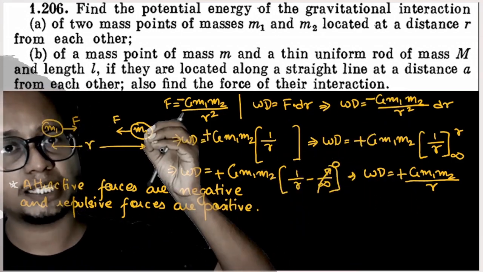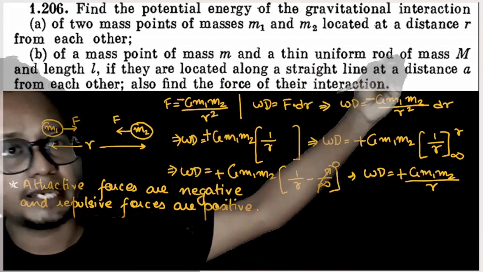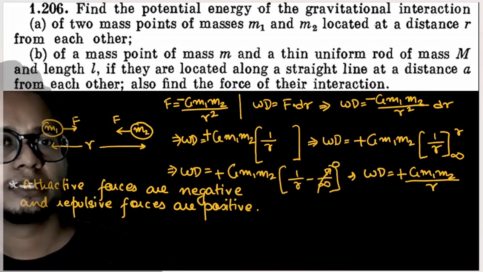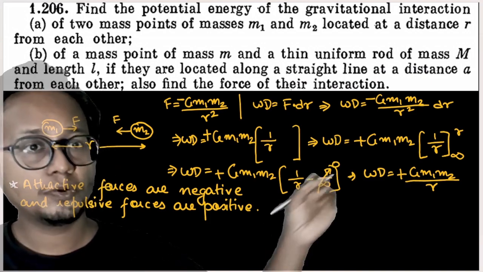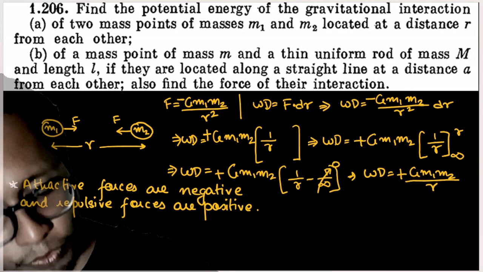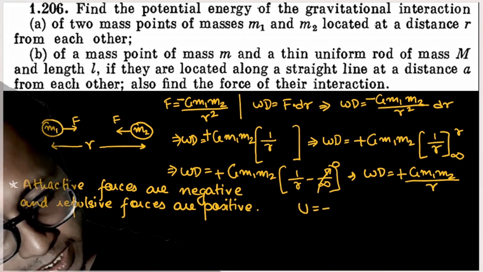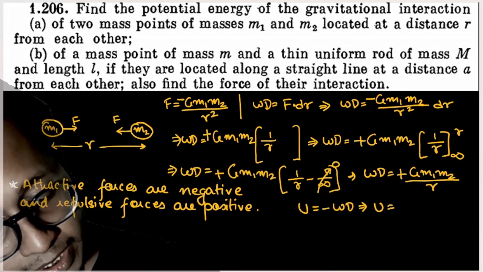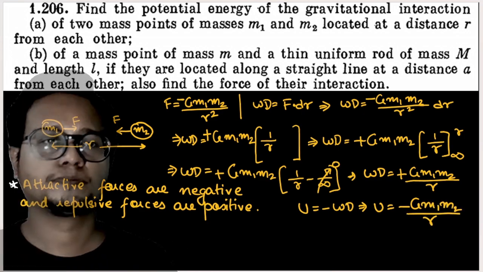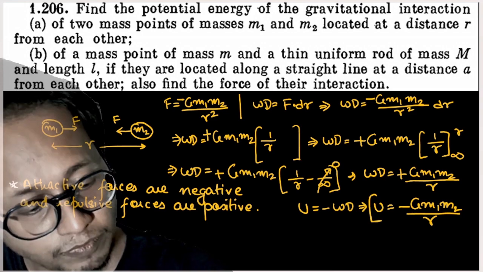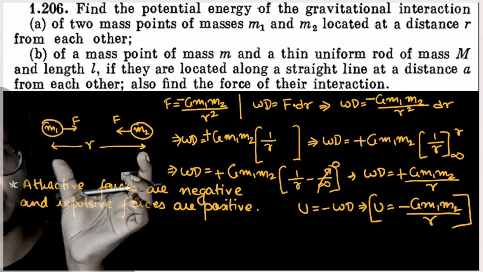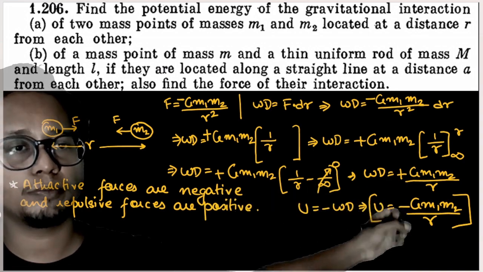If you are bringing this mass m2 from infinity to this point, the direction of force at infinity will always be along the direction of displacement, isn't it? So the work done is positive, fair and right. But to make this work done positive, I needed this sentence. The potential energy is nothing but the negative of work done, so it is minus G m1 m2 by r. Even this is true. So we found the first part of the question: the potential energy of this system of m1 and m2 separated by distance r is minus G m1 m2 by r.